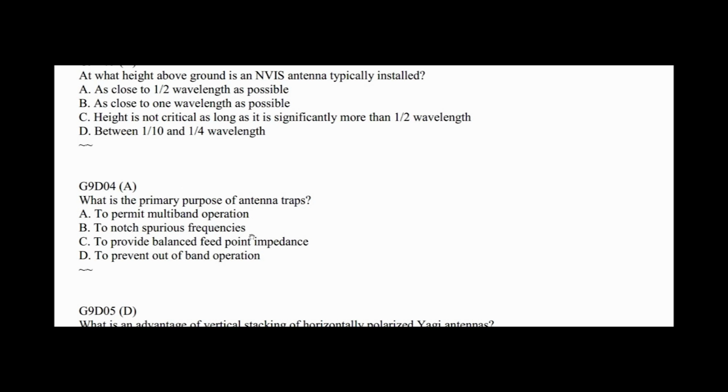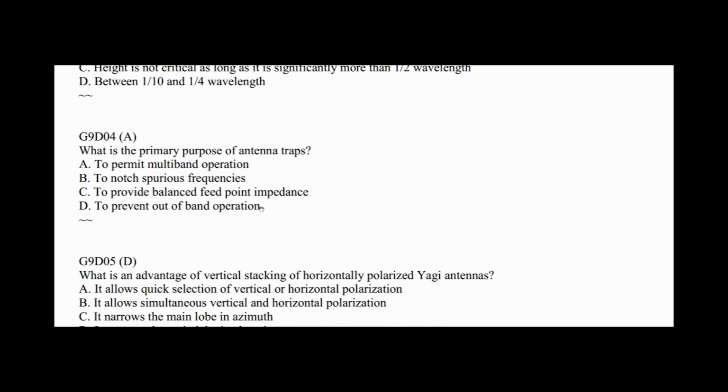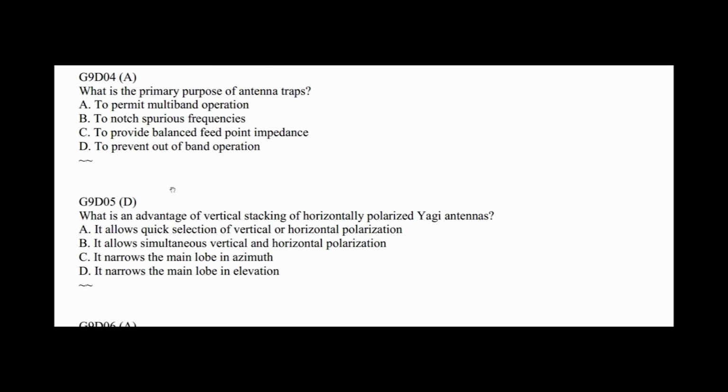G9D04. What is the primary purpose of antenna traps? They allow the antenna to be used on more than one frequency. They're sort of like switches. They turn off and on, or connect, the rest of the elements. So you can literally place a trap in an element and get it to resonate on a much higher frequency, much shorter wavelength. So it says to permit multi-band operation. A typical tri-band, 3-element beam has traps.